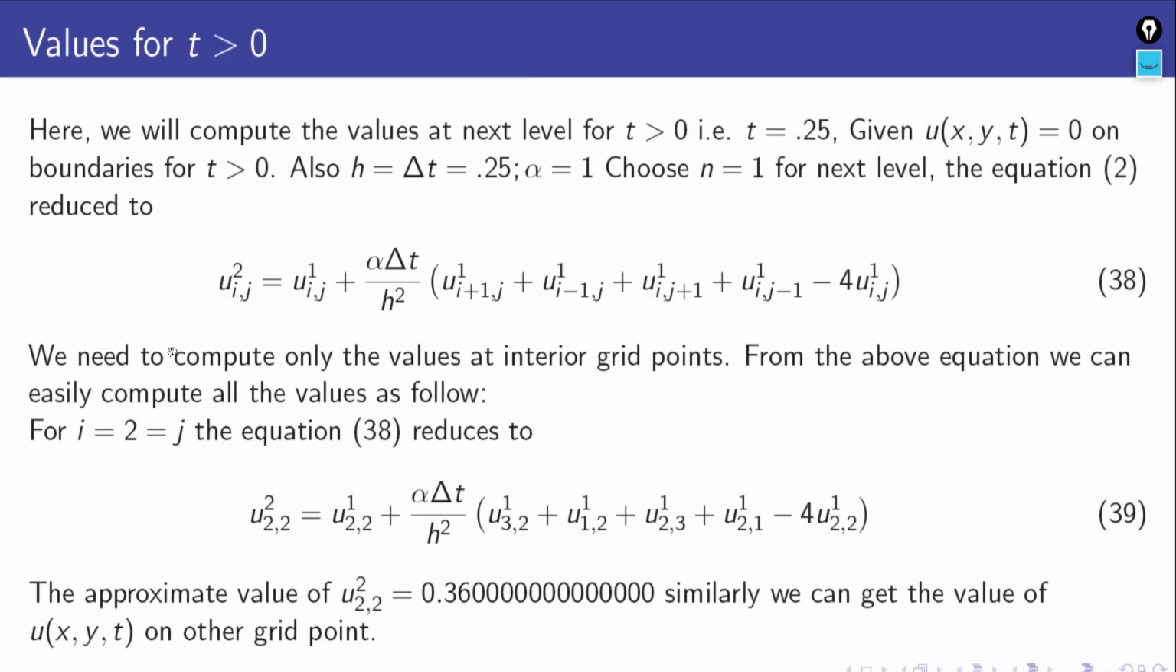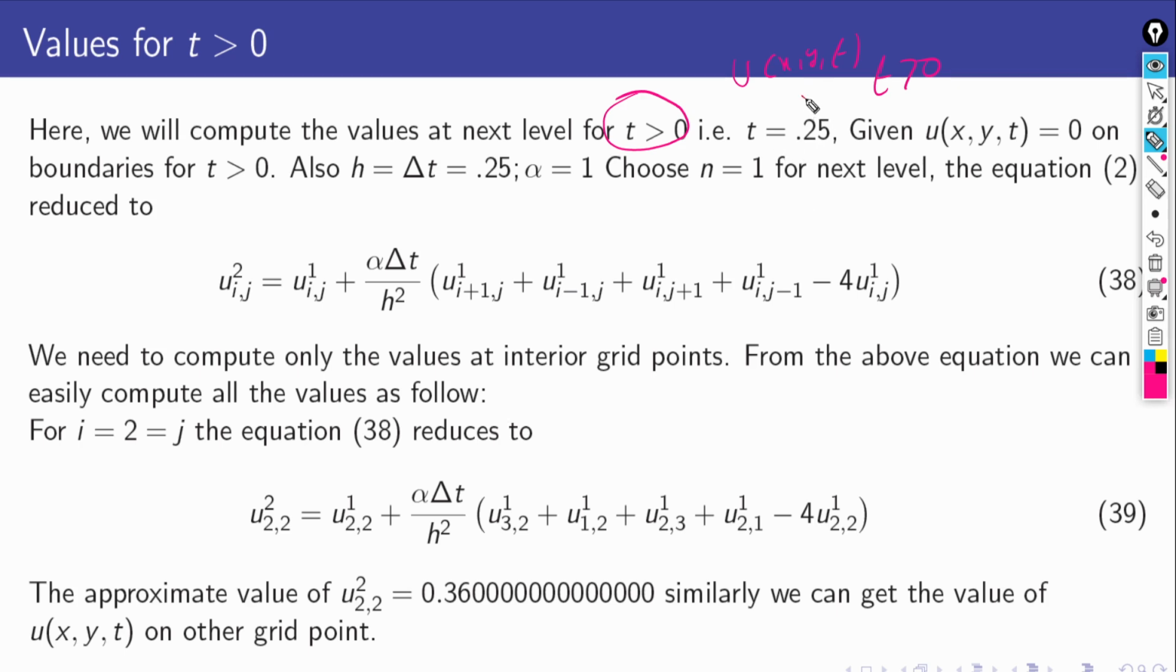Now after computing all these values, what we have to do is very important. When all the values at the grid points have been computed for t equal to 0, it is time to compute the value of u(x, y, t) for t greater than 0. So here we are taking the next level.